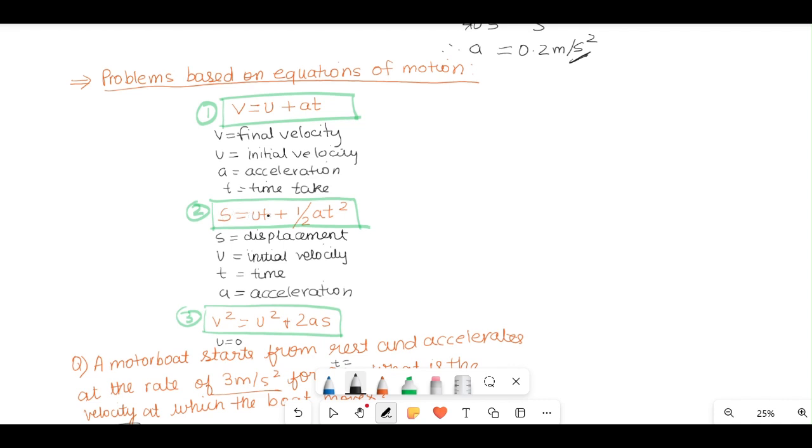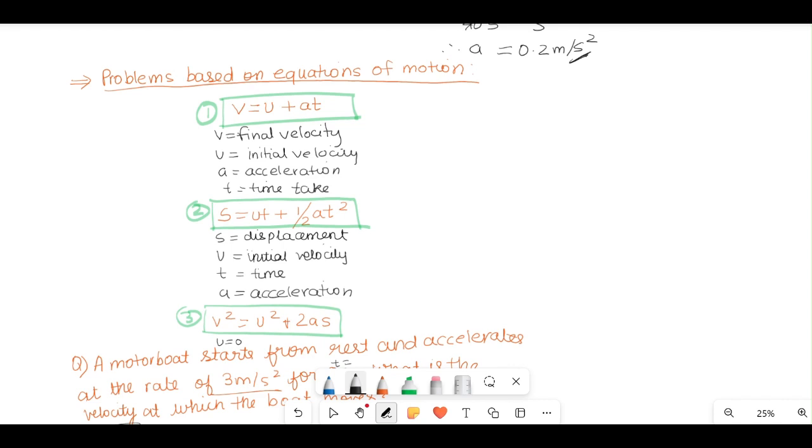S is equal to UT plus half AT square, where S is your displacement, U is the initial velocity, T is the time, into half, A is your acceleration, and T square, which is your time square. I hope this formula as well was clear.